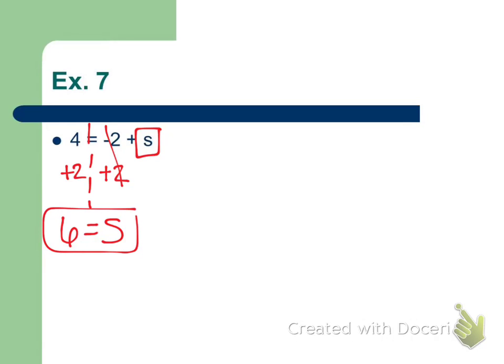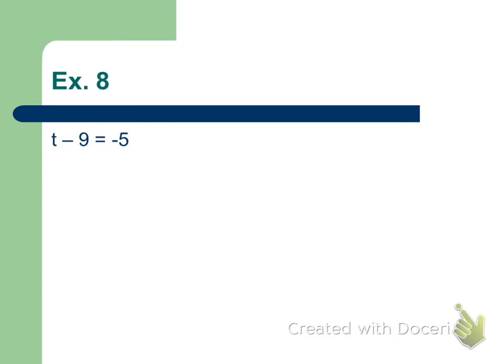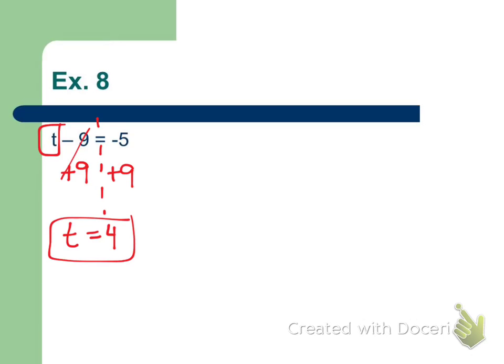Alright, next group over, Jeriel, Keon, and Tariana. Number 8. I boxed my variable. I put a line through, then what did you do? Added 9 to negative 9. Good, so we should add 9 to both sides, right? Not just to one side. And we got t equals? 4. A positive 4. Very good.